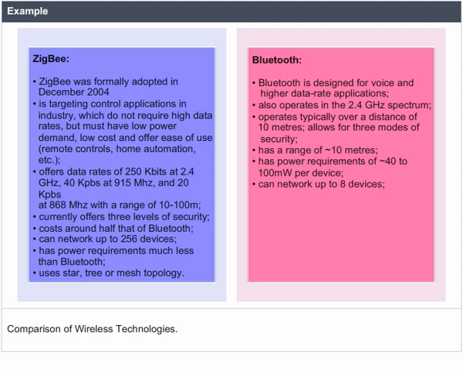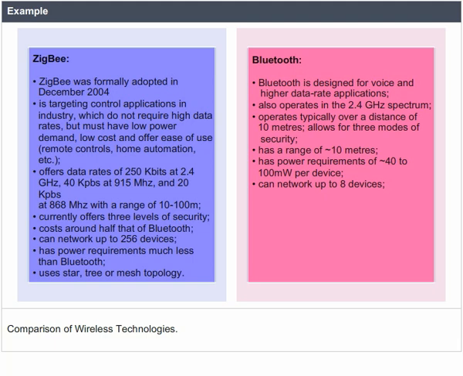Zigbee is targeting control applications in industry which do not require high data rates but must have low power demand, low cost, and offer ease of use, remote controls, home automation, etc. It offers data rates of 250 kbits per second at 2.4 gigahertz, 40 kbps at 915 megahertz, and 20 kbps at 868 megahertz, with a range of 10 to 100 meters. Currently offers 3 levels of security. Costs around half that of Bluetooth. Can network up to 256 devices. Has power requirements much less than Bluetooth. Uses star, tree, or mesh topology.